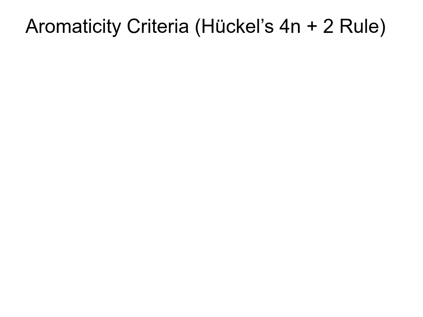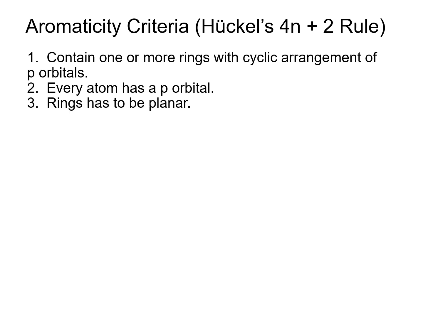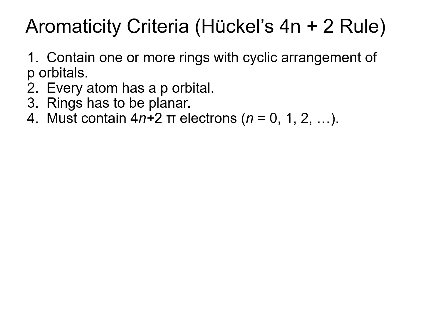These criteria are known as Huckel's 4n+2 rules. And so the rules are that they must contain one or more rings with a cyclic arrangement of p orbitals. Every atom must have a p orbital. The rings need to be planar. This one's a little trickier to see visually. Just do your best to decide based on how the picture is drawn for you. And then the most important one is that it must contain 4n+2 pi electrons, where n is any number 0, 1, 2, so on.